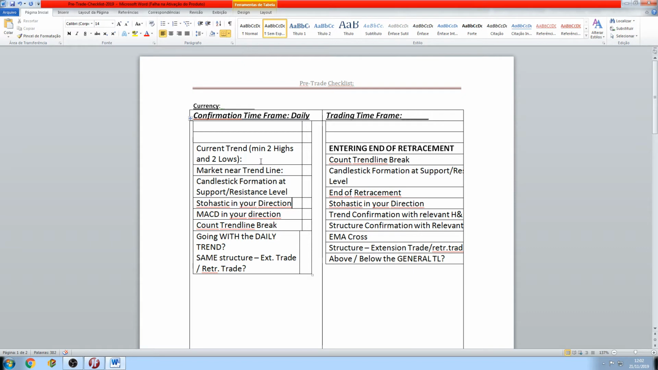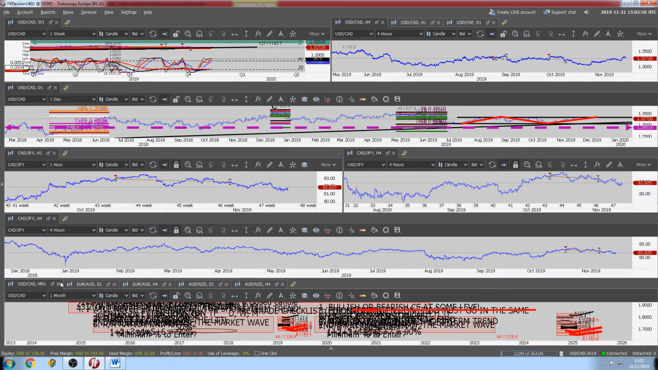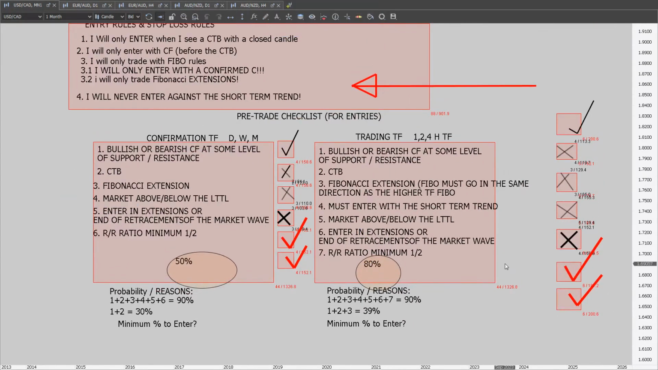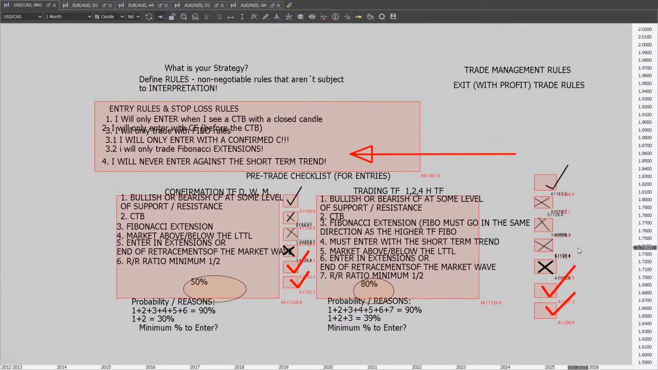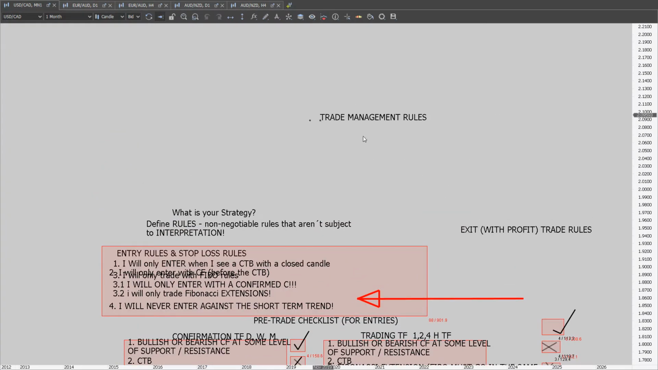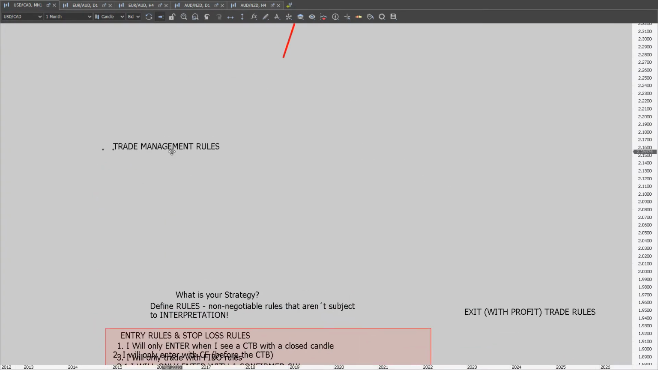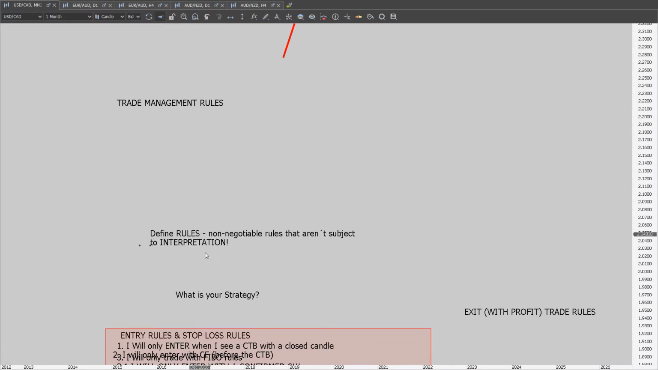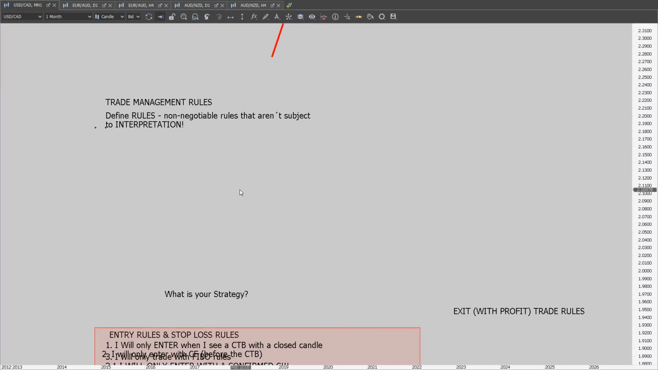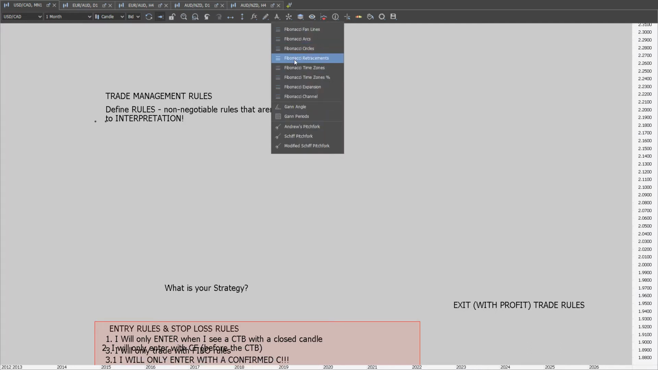And we are going to talk about trade management, right? So one part of your strategy are the entries. Now we are going to move to trade management rules, right? And remember, when you are going to define the rules, they must be non-negotiable, and the rules must not be subject to interpretation.